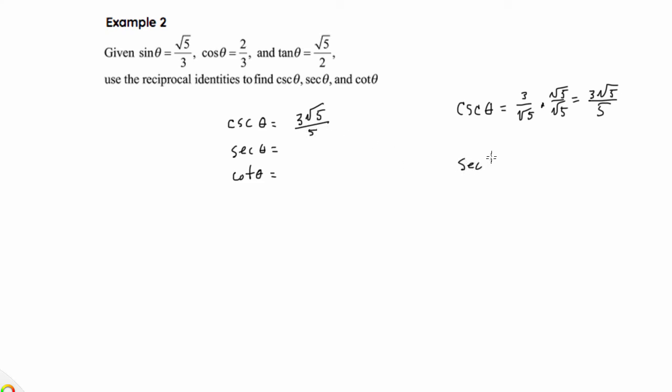Okay, secant. Secant theta is the reciprocal of the cosine. So the cosine is 2/3, so that one is easy. It's just 3/2. Not a problem. Cotangent. Cotangent is the reciprocal of the tangent. The tangent is root 5 over 2, so we take the reciprocal of that, 2 over root 5. We multiply by root 5 over root 5, and we get 2 root 5 over 5. And we're done with that one.